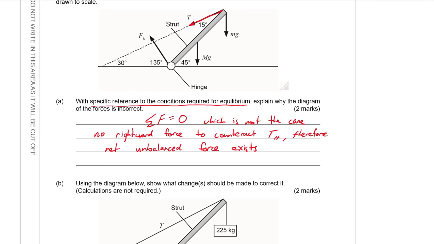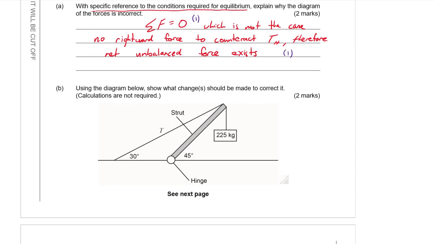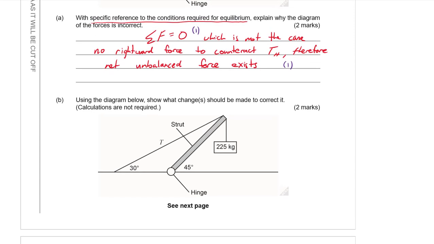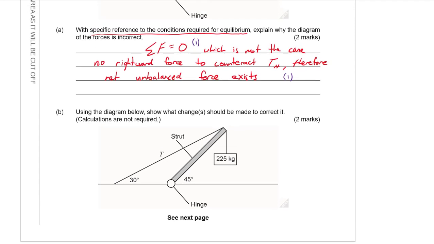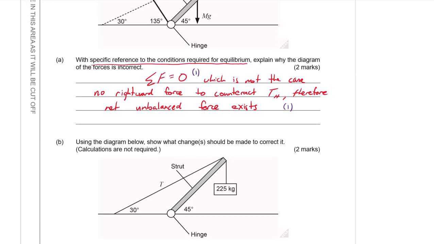Right, so looking at their answer key, they're also saying you get a mark for this one, and some sort of explanation as to what that means would be your next mark. So for part B, it's saying use the diagram below, show what changes should be made to correct it. Calculations are not required.